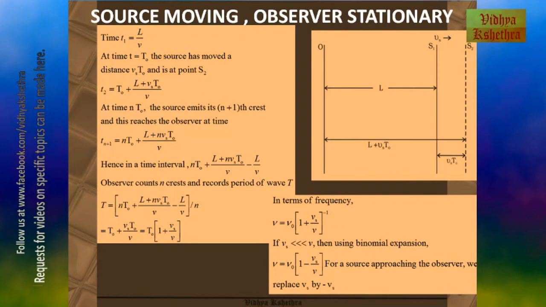If the velocity of the source is very much lower than the velocity of sound, then we can use the binomial expansion to simplify this equation further to give nu is equal to nu 0 into 1 minus Vs by V. For a source approaching the observer, we have to replace Vs by minus Vs.